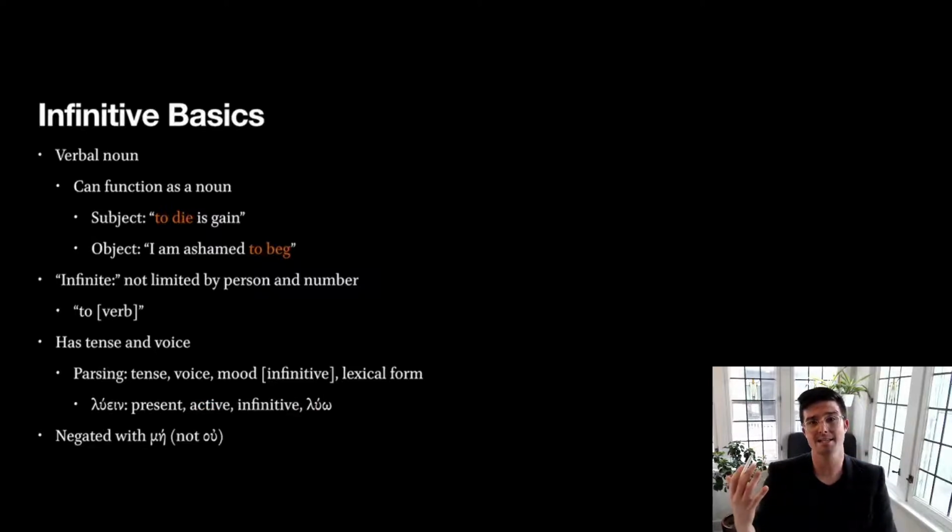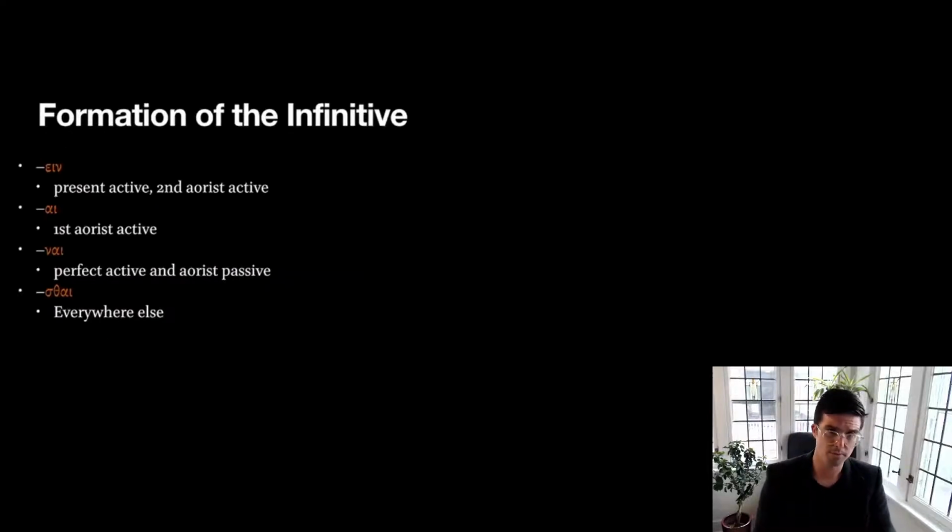And lastly, as is the case with all non-indicative moods, the infinitive is going to be negated with the negative particle μή rather than the negative particle οὐ. The negative particle οὐ is the particle that negates indicative verbs that we've seen quite often in this class. μή is going to be what negates non-indicative moods like participles or the infinitive, or as we'll see later on, what is called the imperative mood.